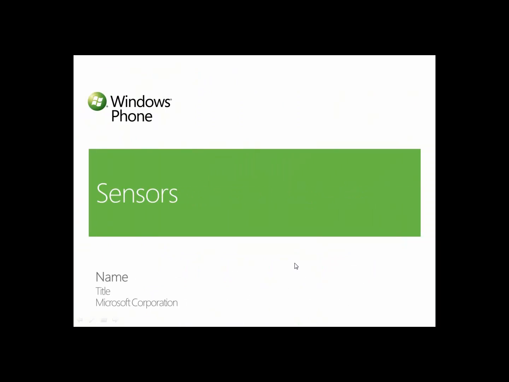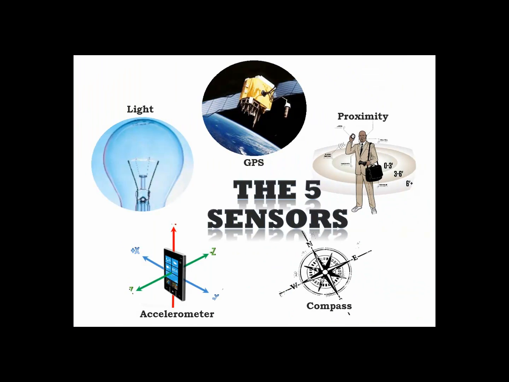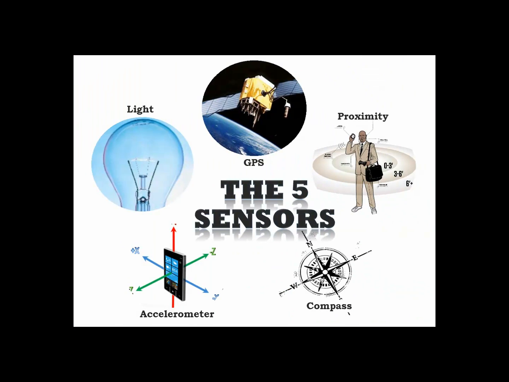So next we're going to go ahead and talk about sensors. The phone itself, as we talked about in the hardware specification, has 5 sensors. Not senses, although it would be pretty funny to have a smelling sense on the phone. Give a whole new meaning to the fart app. But we are talking about the sensors on the phone, and the ones that come with Windows Phone 7 are light, GPS, proximity, accelerometer, and the compass.